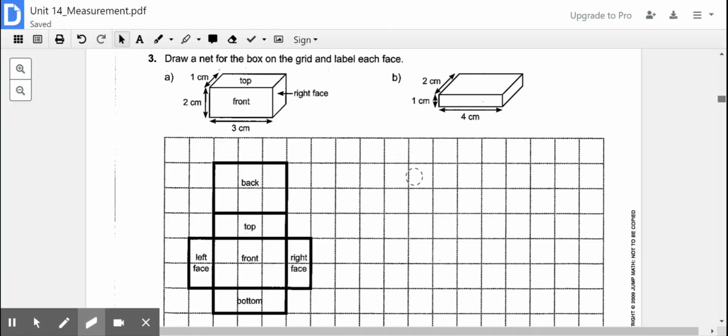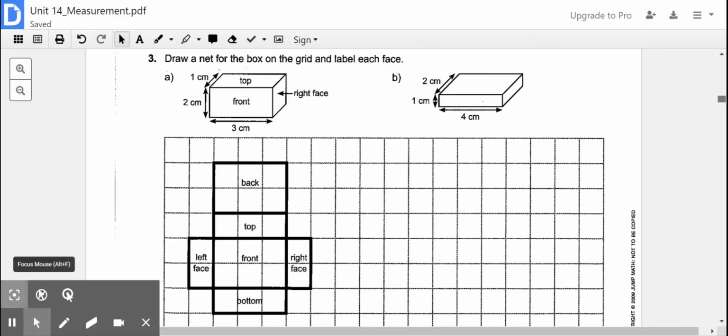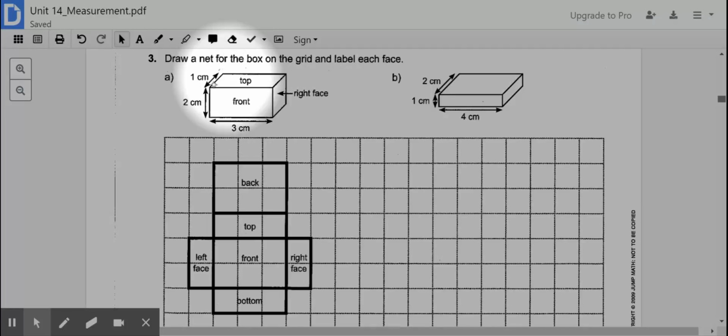Number 3 says, draw a net for the box on the grid and label each face. And they've done 3A as an example for us. So if we check out 3A here, I can see that this is the rectangular prism that I'm trying to draw. And it's got dimensions of 1 centimeter by 2 centimeters for the bases. So if I check out these ones here, it's 1 by 2. That's the left face here and the right face here. And the front is 2 by 3. And that's down here.